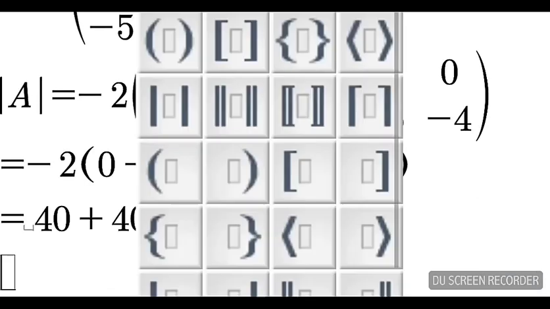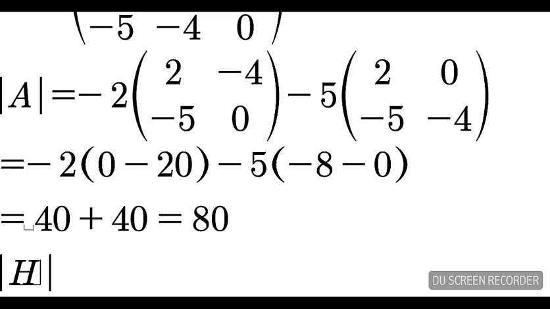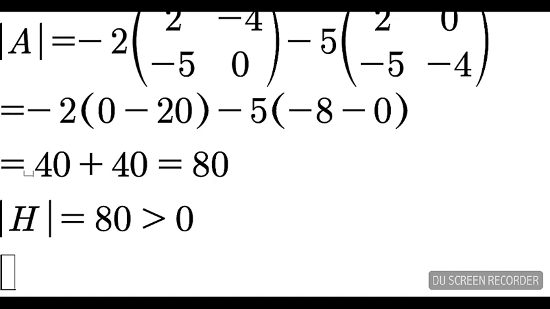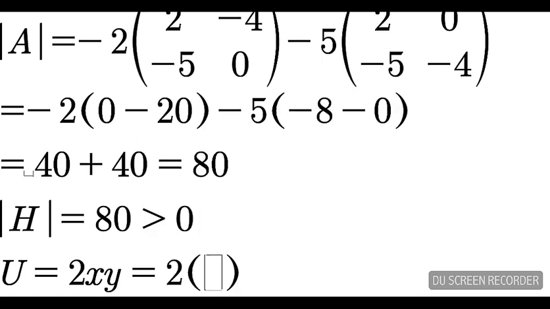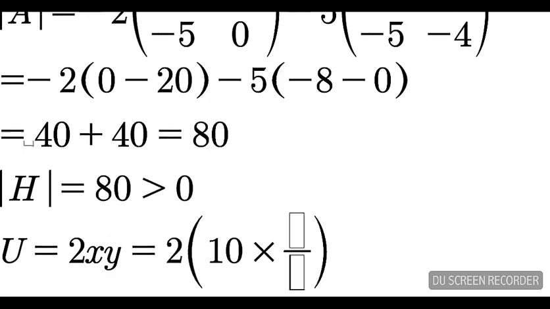So we say that the Hessian matrix determinant is equal to 80, which is greater than zero. That is positive definite. On this note, we say that U equal to 2xy, which is equal to 2 times 10 for x, times 25 over 2 for y.